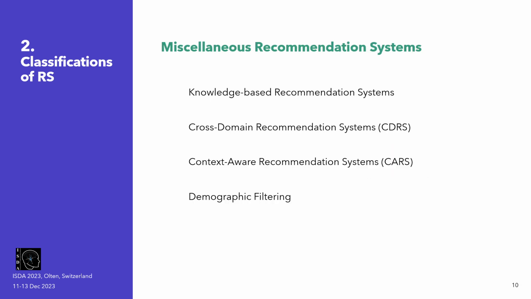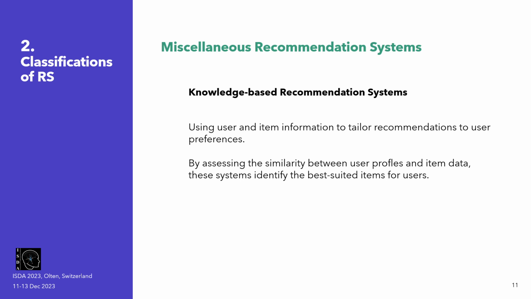The other recommendation system approaches like knowledge-based, cross-domain, context-aware, and demographic filtering are trying to improve some very specific cases in the three classification approaches. The first one is knowledge-based. They normally use the user and item information to tailor the recommendation to user preference. They do that by assessing the similarity between user profile and item data. The system identifies the best suited item for the user.